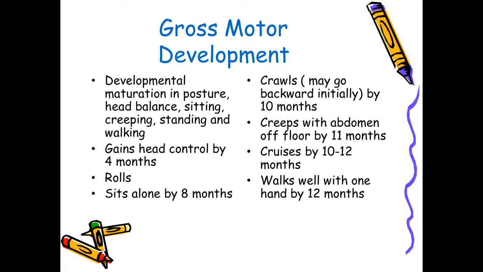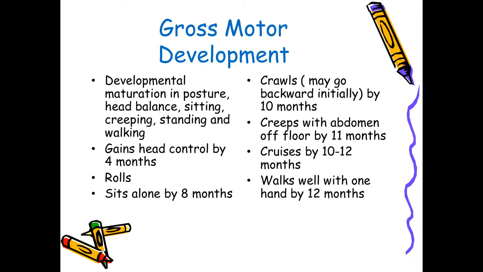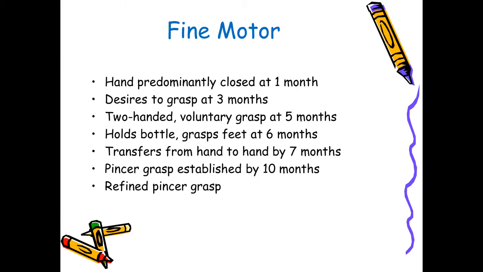Generally, they start to crawl before they walk. And let's see, they walk alone generally by age 12 months, which is 1 year. Okay? All right. So those are some gross motor skills. Here's some fine motor skills.